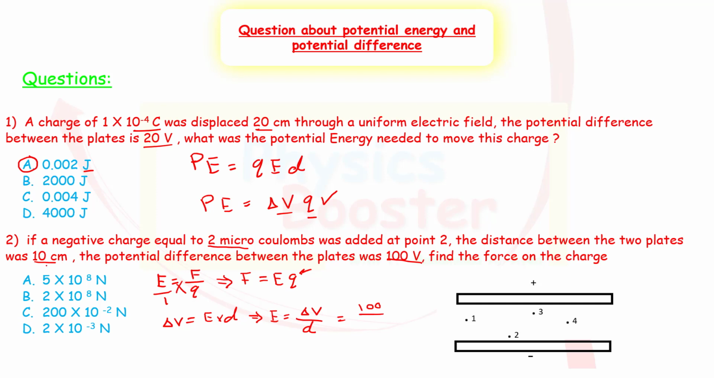Be careful, do not use 10 centimeters. Remember to transform it into meters. So 10 centimeters is equal to 0.1 meters. Divided by 0.1, this will be equal to 1,000. Now we can go back to our equation right here. We can say that the force is equal to the electrical field, which is 1,000, multiplied by the electrical charge, which is 2, multiplied by 10 to the power negative 6, and this will give us the answer of 2 multiplied by 10 to the power negative 3, and we can see that it is right here, option D. So it's pretty straightforward.